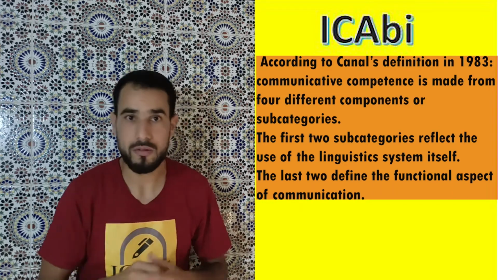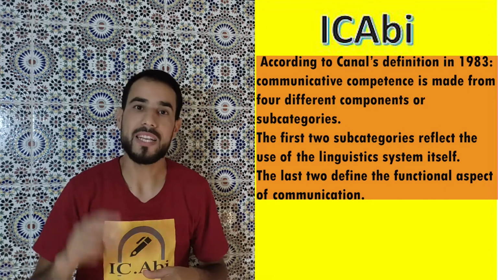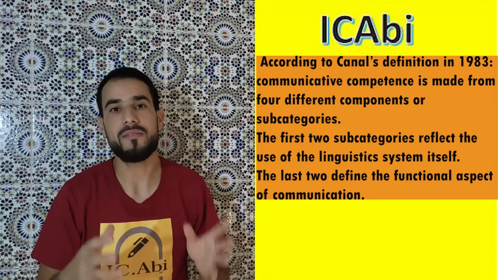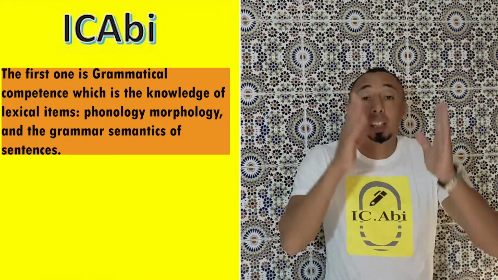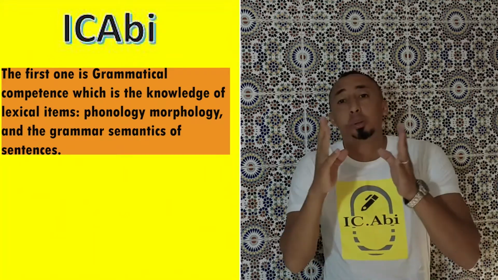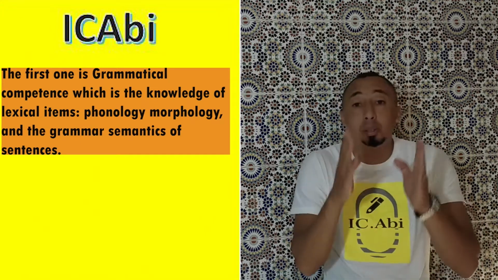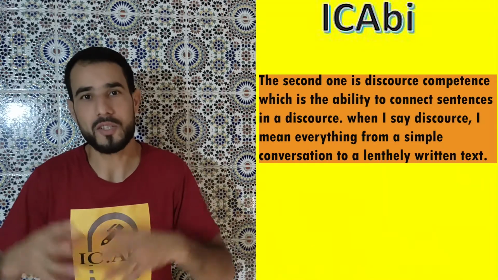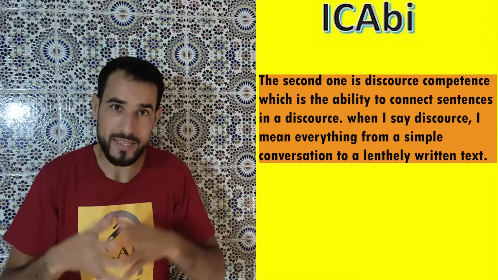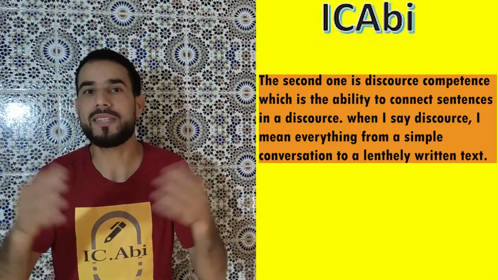The first 2 subcategories reflect the use of the linguistic system itself, while the last 2 define the functional aspect of communication. The first one is grammatical competence, which is the knowledge of lexical items, phonology, morphology, and the grammar and semantics of sentences. The second one is discourse competence, which is the ability that we have to connect sentences in a discourse. When I say discourse, I mean everything from a simple conversation to a lengthy written text.